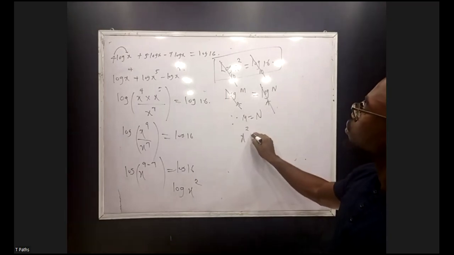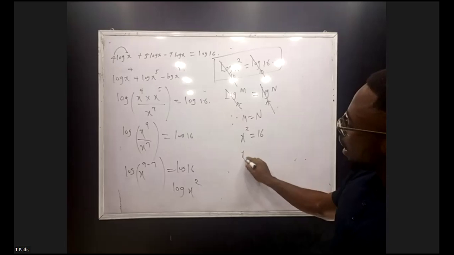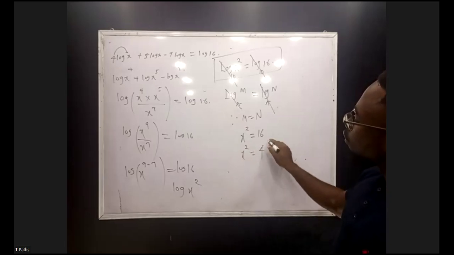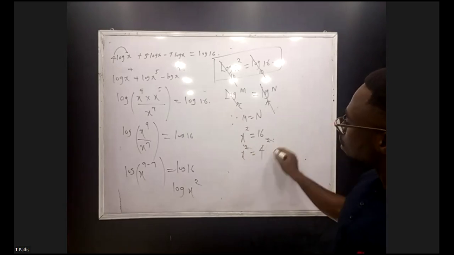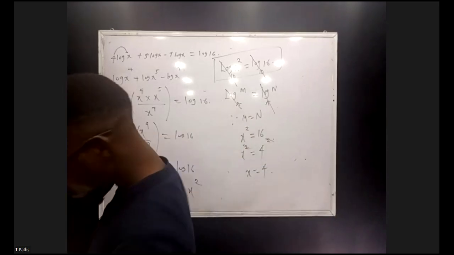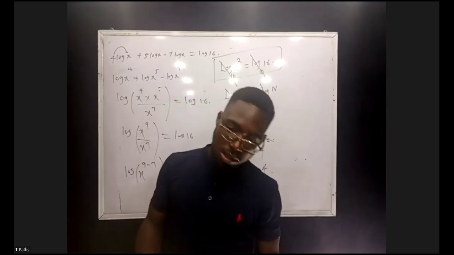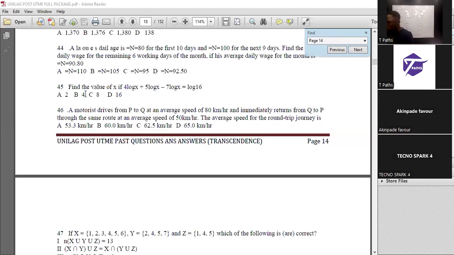So what do you now have? X raised to the power 2 equals to what? 16. And from your indices, x raised to the power 2 is the same thing as saying what? 4 raised to the power what? 2. So these two can cancel out these two. What do you have? X equals to what? X equals to 4. Okay? X is equal to 4.